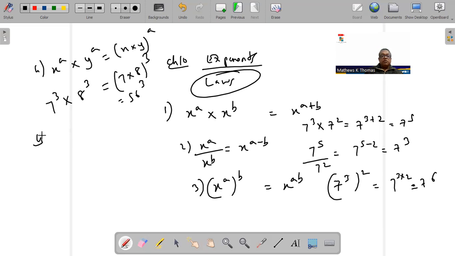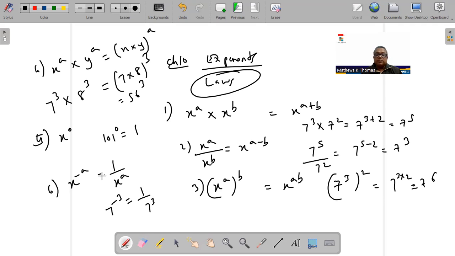Then any number to the power 0 is 1. Whatever is the number, high number, low number, 101 to the power 0, answer will be 1. Any number to the power 0 is 1. Then any number with negative power. So if you want to make it positive, take the reciprocal. So 7 to the power minus 3 will become 1 by 7 to the power 3. So whenever there's a negative power, you can make it positive by taking the reciprocal.